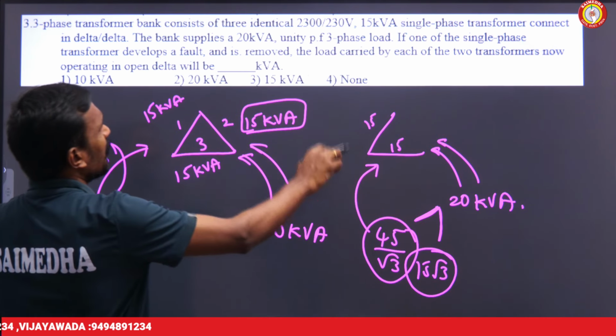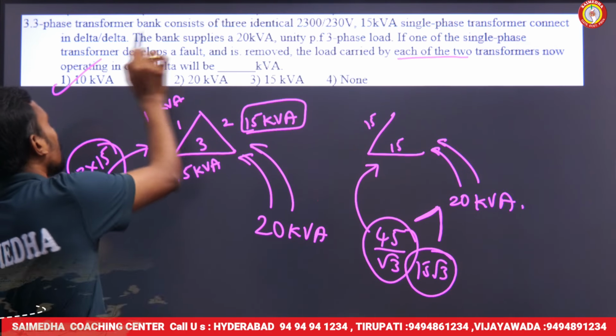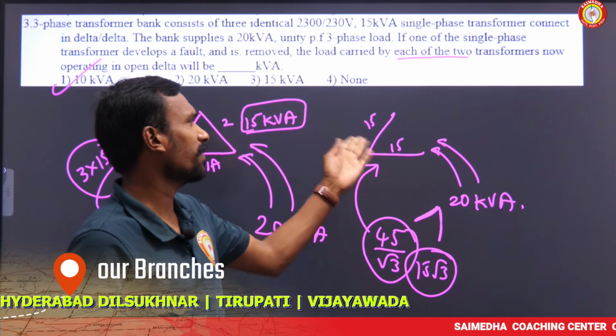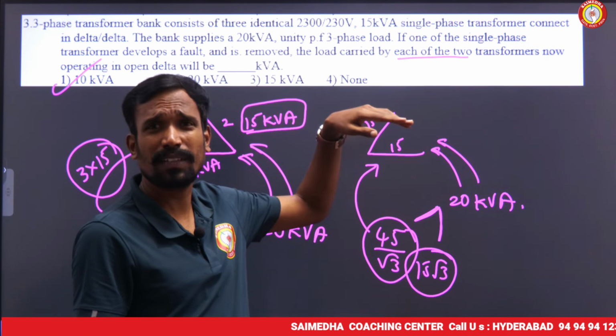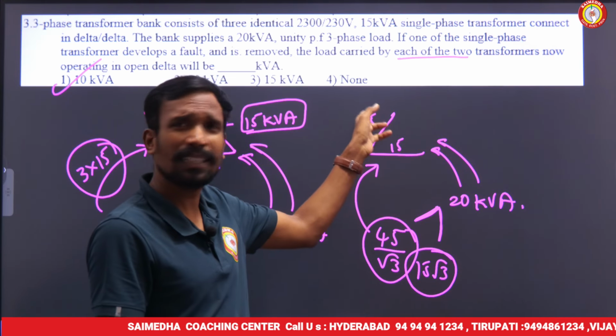If I apply 20 kVA on this, the load carried by each of the two transformers is 10 kVA. Each of the two transformers carries 10 kVA, which it can share easily because its rating is 15 kVA. Actually, how much load can we apply on this?